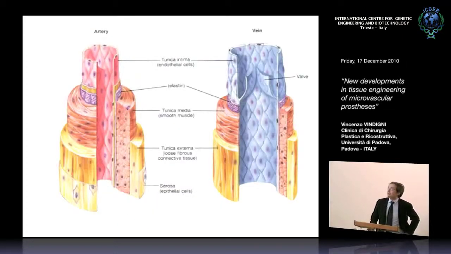I think you know that if you want to create a new artery, you need endothelial cells that may represent the intimal layer. Then you need elastin to reconstruct the media. And finally, you need the fibrous tissues to regenerate the tunica externa. And the same is for the vein.